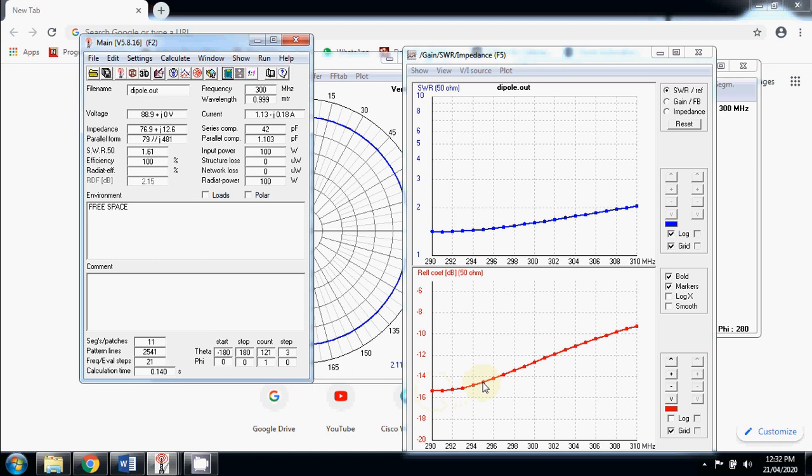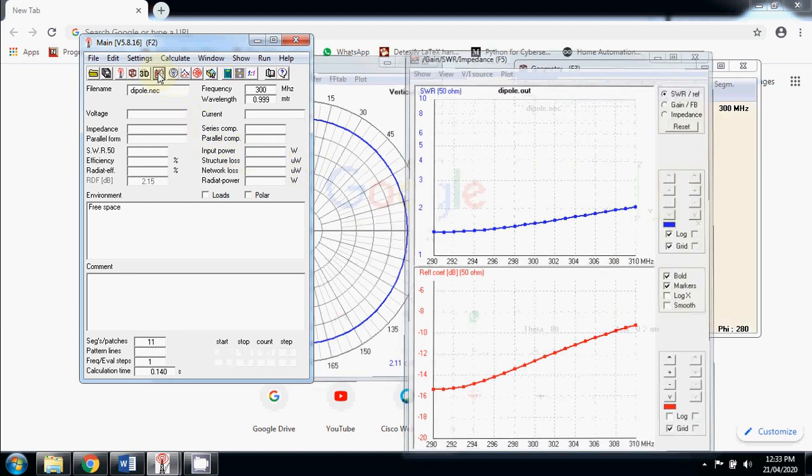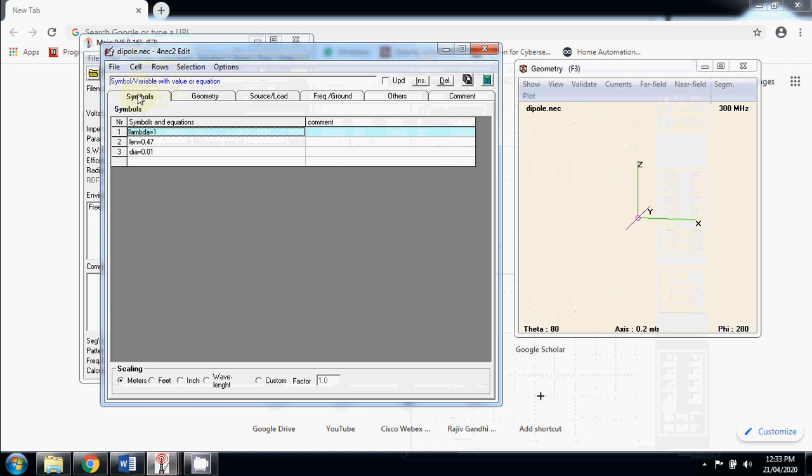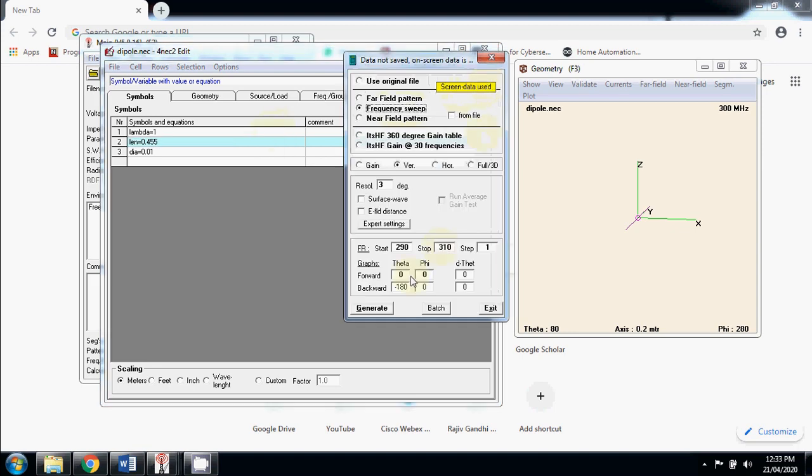Good thing that we have designed our antenna in such a way that it can easily be altered. So just click on this edit NEC input file again and just go to symbols. What we are seeing is that our resonant frequency is a little bit lower than what we were expecting. Because lambda is inversely proportional to frequency, we have to decrease the length of our antenna. So let us make it around 4.455, and again press generate.